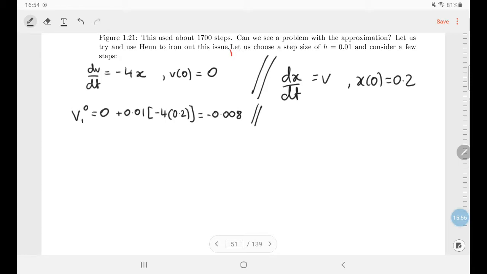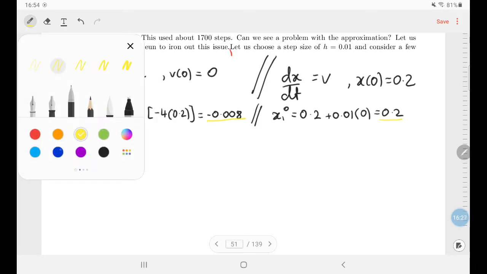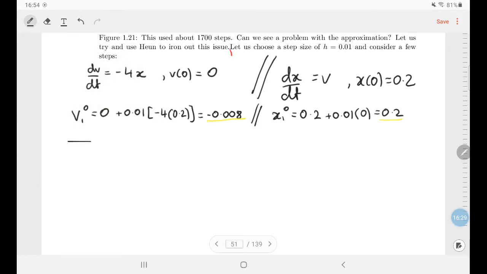Now, we should also find the x predictor. So the x predictor says that the next x value is the previous x value plus the step size times the previous slope, which is the previous v, which is 0. So I get 0.2. I want these because this is actually going to feed in over on the left-hand side, and this is going to feed in over on the right-hand side. So that's why I needed that. Now, hopefully space is going to be okay.